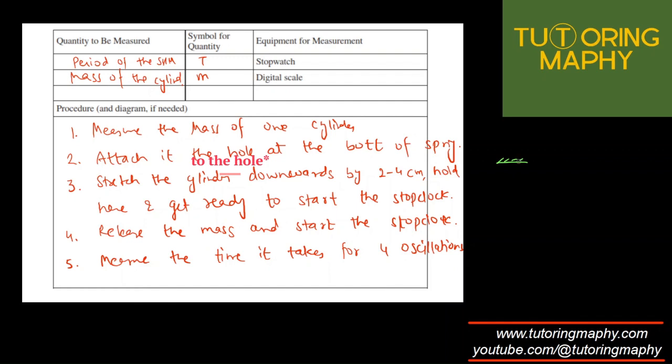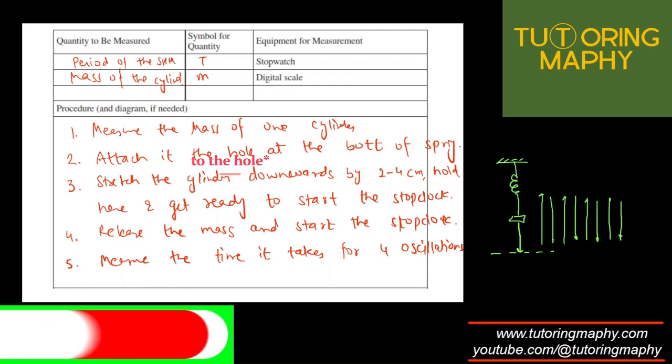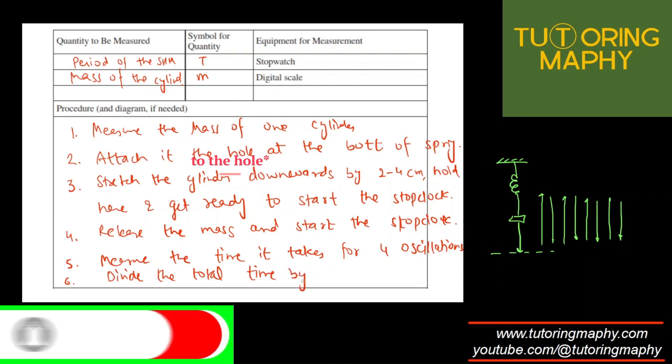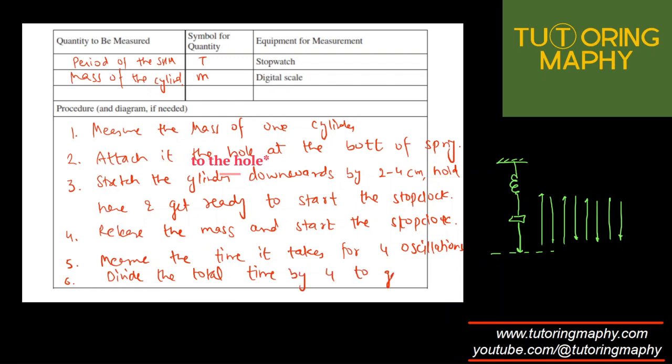What do I mean by four oscillations? It means that it was initially here and we have stretched it till this point. So it'll go up, down. This is one oscillation, two, three, four. Four oscillations. Then divide the total time by 4 to get the time period for this particular scenario. So this becomes your one set.